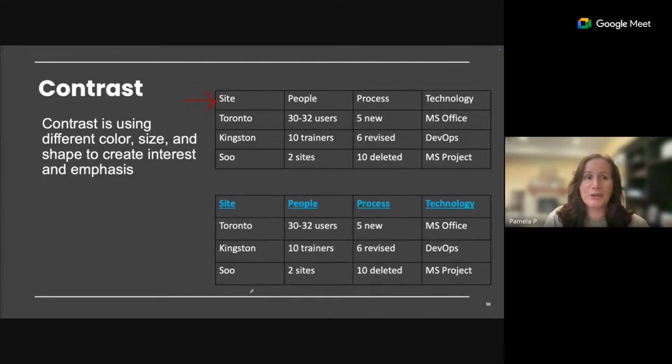In the second example, it's very clear that this first row is actually a header row, and all the data underneath reflects the header. Now, this is a very good technique, contrast, to differentiate between different elements.